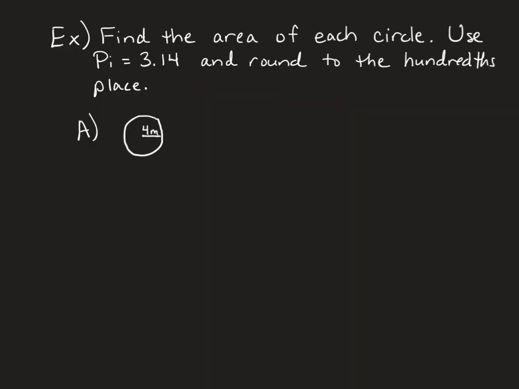So in our example, we're going to find the area of each circle, use pi equal 3.14, and round to the hundredths place. And so we see our first problem here. We're given the radius of a circle, and we can just plug that right into the formula. So we just substitute those values in, and we get that A is equal to 3.14 times radius squared. And since the radius is 4, when we square, we just say 4 times itself. So 4 times 4 is 16.